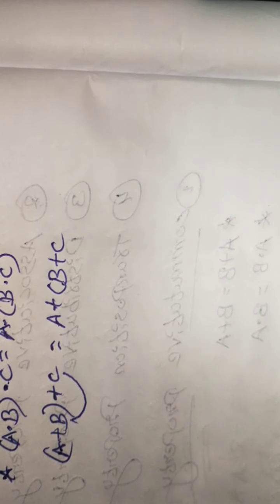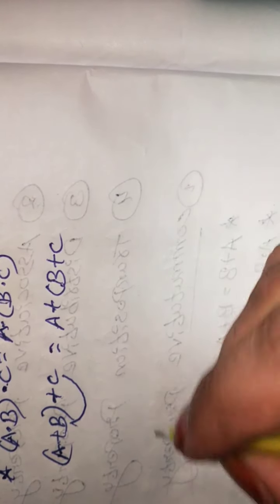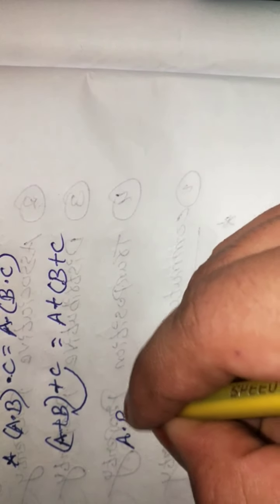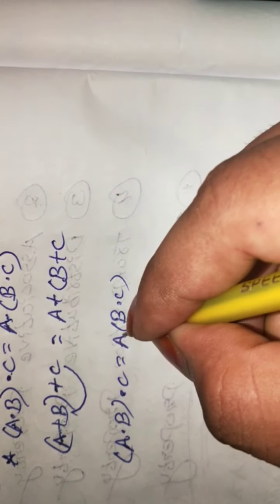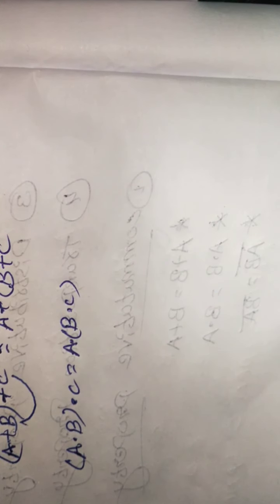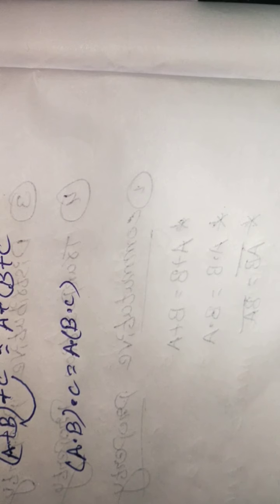Similarly, for multiplication we can write A dot B dot C equal to A dot B dot C. OR, XOR, XNOR gates satisfy the associative property, but NAND and NOR gates do not satisfy the associative property. Why? Because NAND is a NOT plus AND and also NOR is a NOT plus OR.